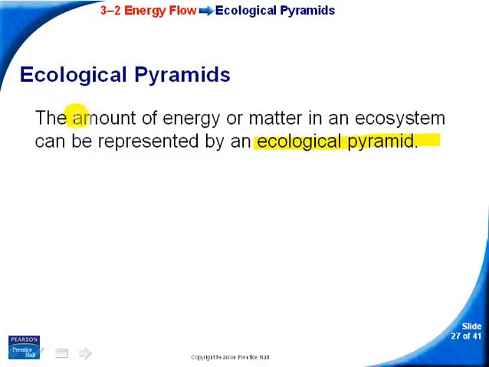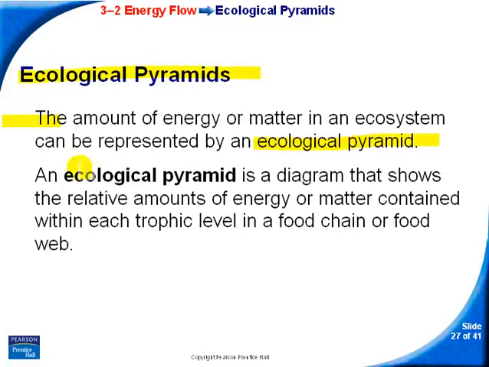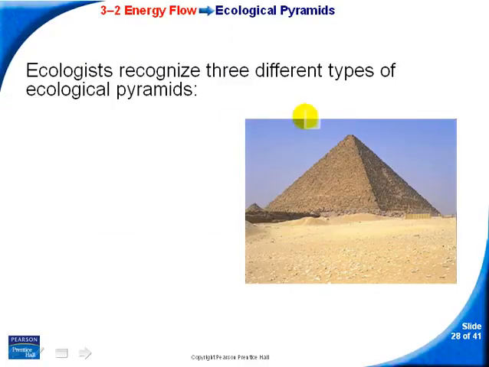And here's the last section of our chapter, on ecological pyramids. An ecological pyramid is a diagram that shows the relative amounts of energy or matter contained within each trophic level in a food chain or a food web. Now notice there are two things here. We're talking about energy or matter. You'll see there are a couple different types of pyramids.